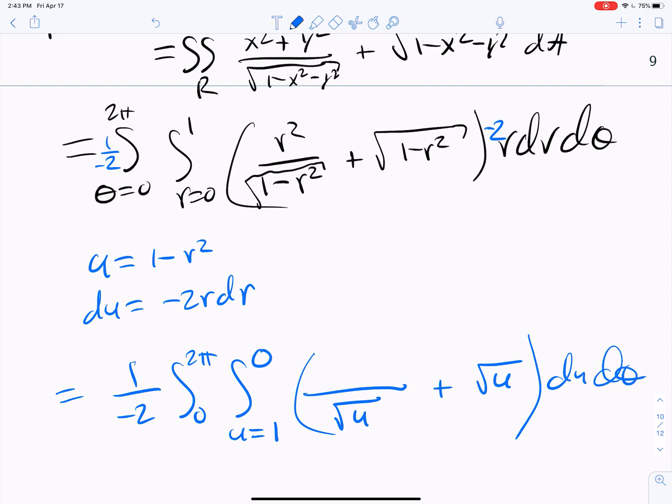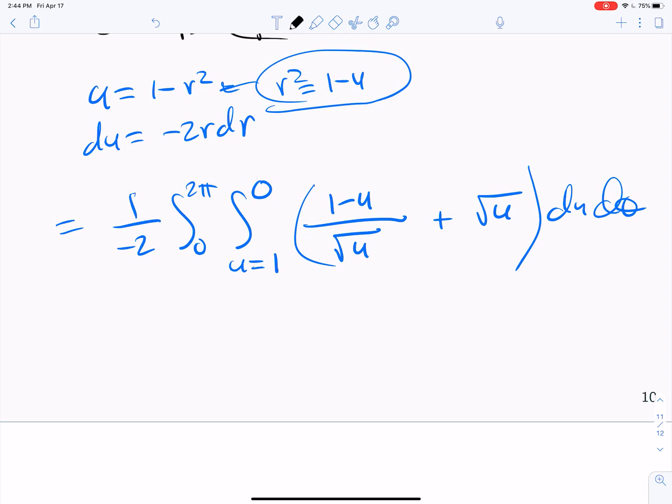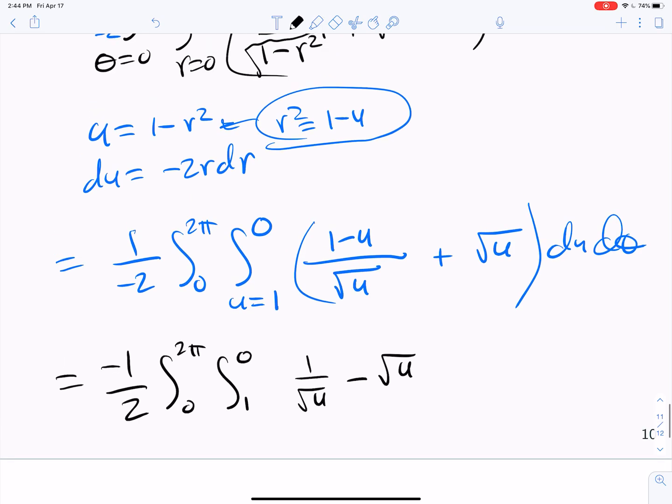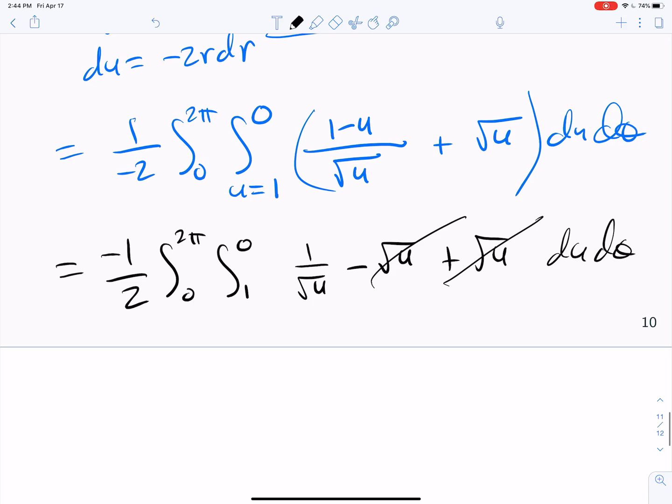But what is this nonsense? This is an r squared right here. Well, r squared, that looks to be 1 minus u, right? If you solve that for r squared. So I actually get 1 minus u here. And that can be handled. It's just a little extra work. So I got negative 1/2, 0 to 2 pi, 1 to 0, 1 over root u, minus root u, because u over root u is just root u, but it's minus. And then I've got plus root u. Well, that actually is pretty good because those cancel out. Du d theta.